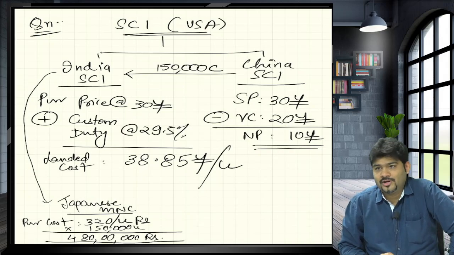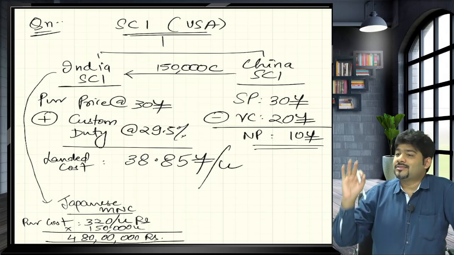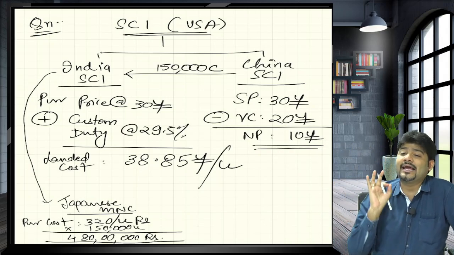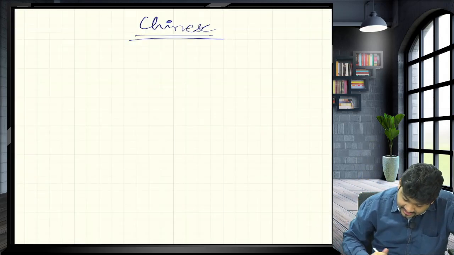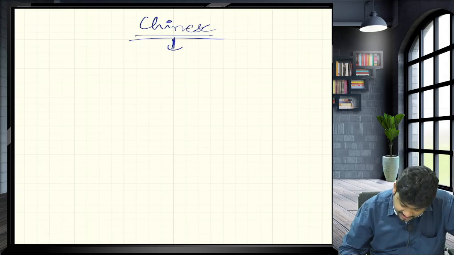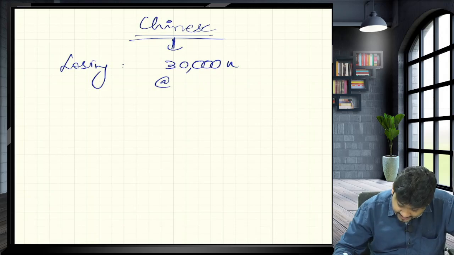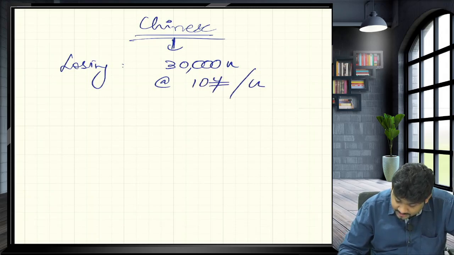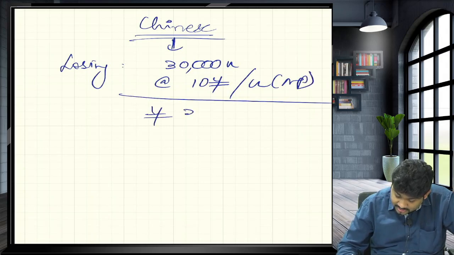Net, for every unit they were earning 10 yen. We are concerned with the net profit, right? So for 30,000 units they are going to lose 3 lakh yen. So we will tell the Chinese subsidiary, brother, you are losing on 30,000 units at the rate of 10 yen per unit, which is the profit. So can I say you are losing out on 3 lakh yen?